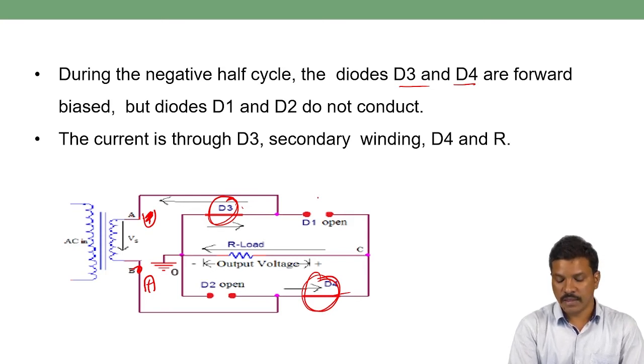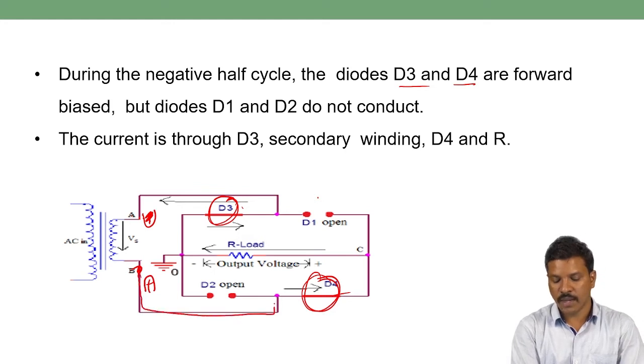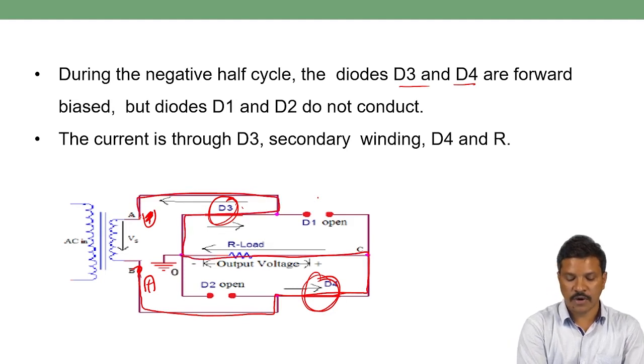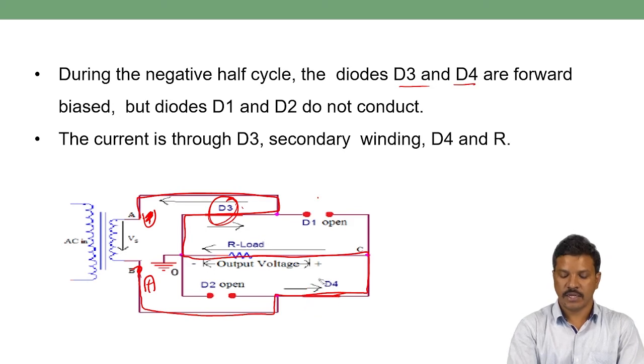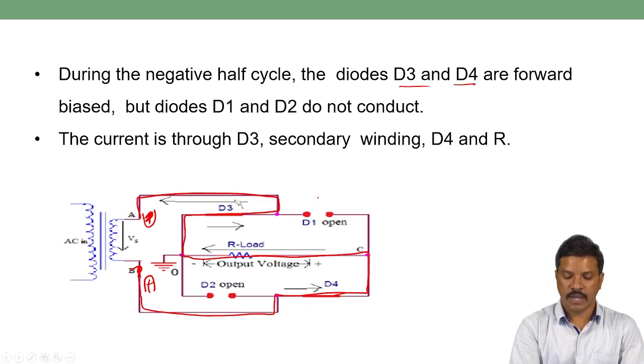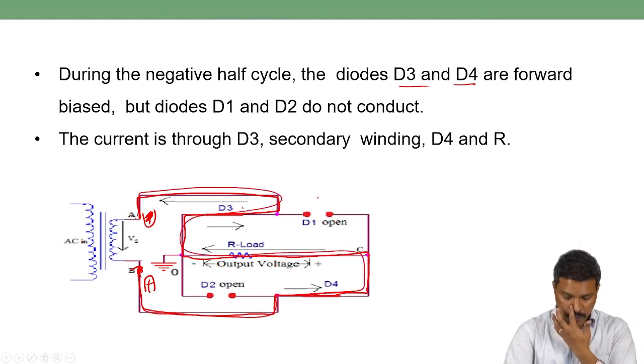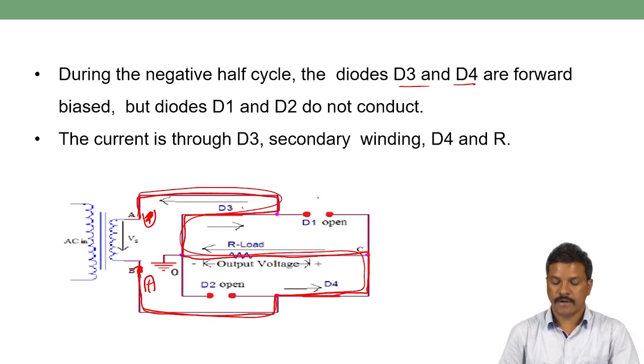In this way, the current flow starts from node B, passes through D4, through the load resistor, and through D3, and connects to the minus terminal, so it will look like a closed loop. Even if you see this in a bridge shape network, we can see that.